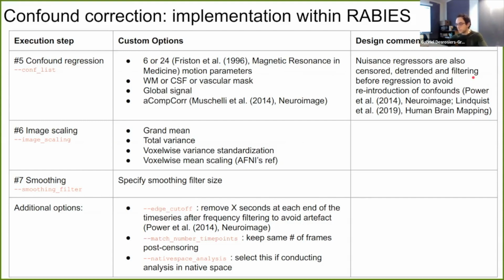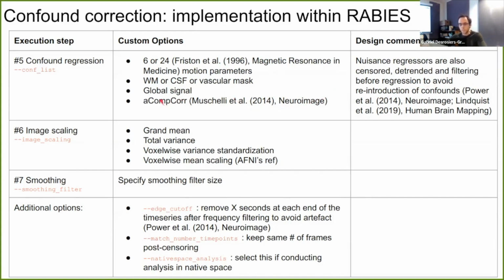So actually, within RABIES, the regressors will go through all the same steps that your fMRI time series went through, where they get censored, detrended, and then filtered before the regression. And all these details are important to avoid introducing some errors at the regression step.